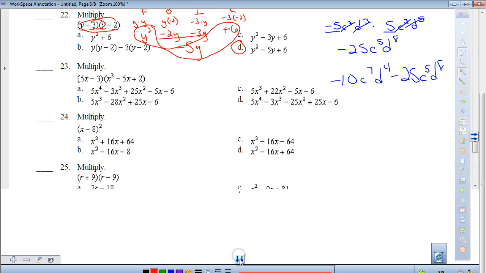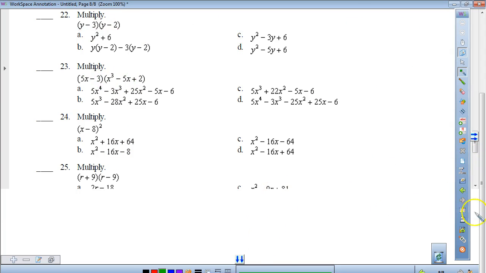Number 23 asks us to multiply, and this time we have a binomial times a trinomial. So we're going to have to use some of our strategies from the end of that section rather than a FOIL strategy, because if we tried to do first, outside, inside, last, we would end up skipping over that negative 5x, and that's no good.